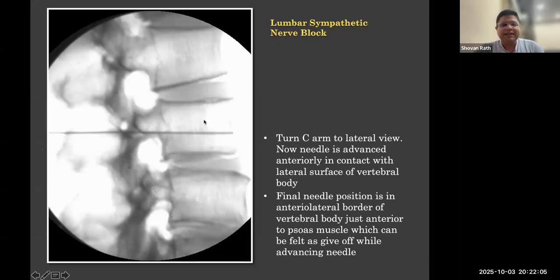because you have to imagine this. This is a circular one. This is not like a two-dimensional image. This is a three-dimensional image, and the needle is almost touching the anterolateral border.